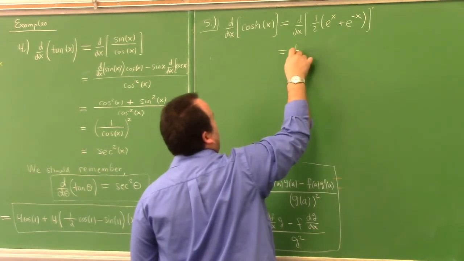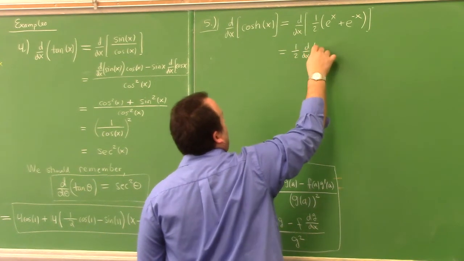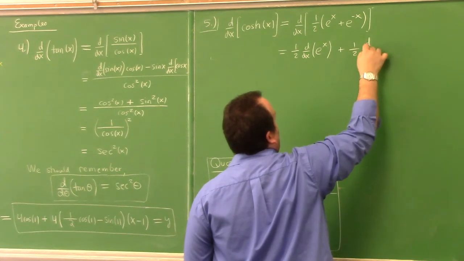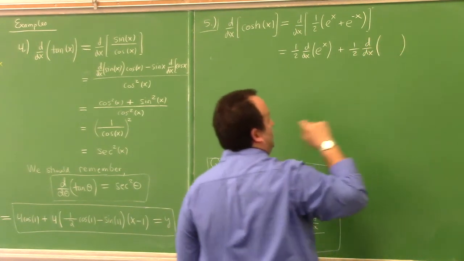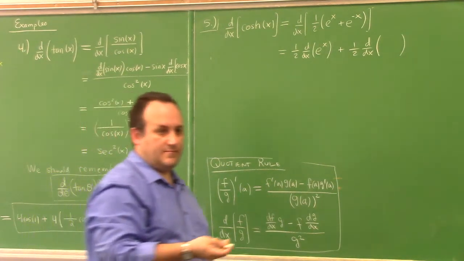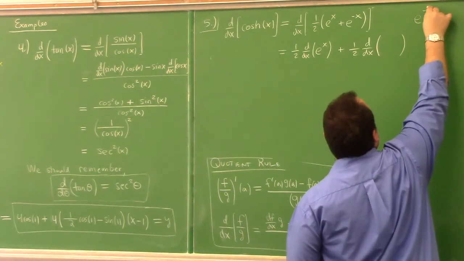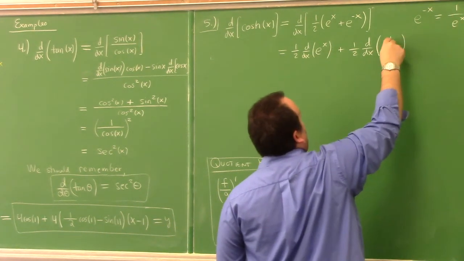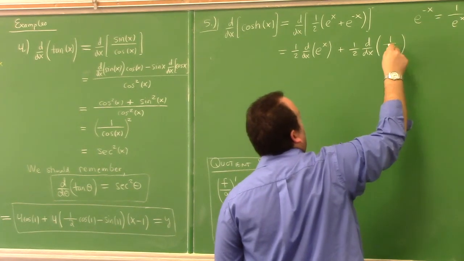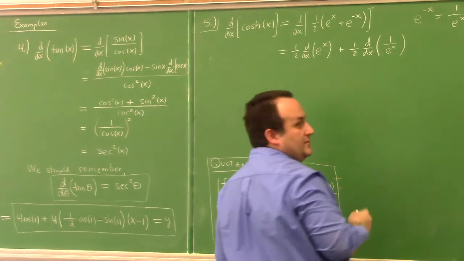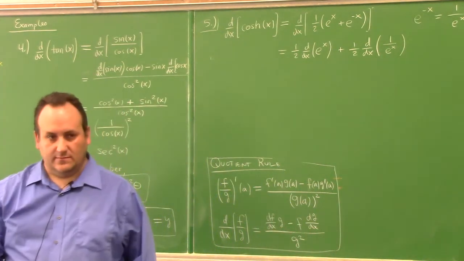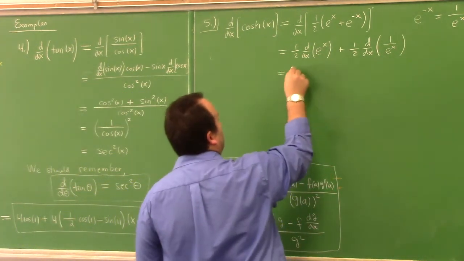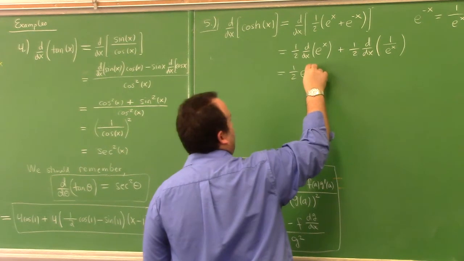So some of this is easy. We can pull the half out, d dx of e to the x, right? And then here's where I'm going to start to use the quotient rule. What is e to the minus x equal to? Yeah, 1 over e to the x. So we can use quotient rule, right? With the numerator function being 1 and the denominator function being e to the x. So the derivative of e to the x is e to the x.